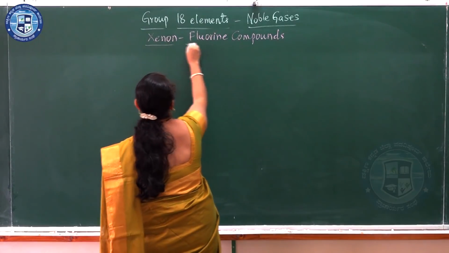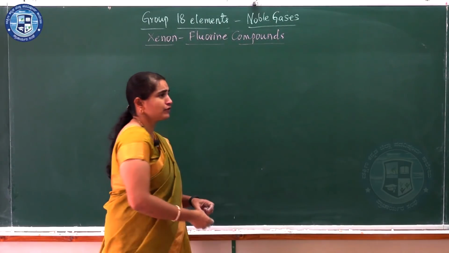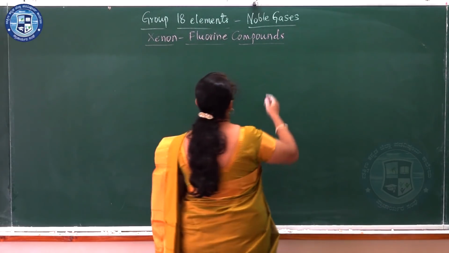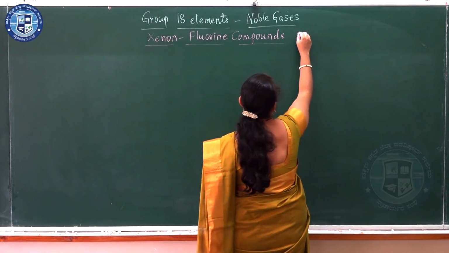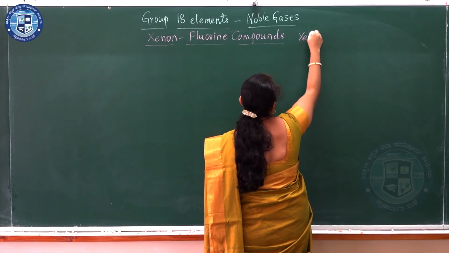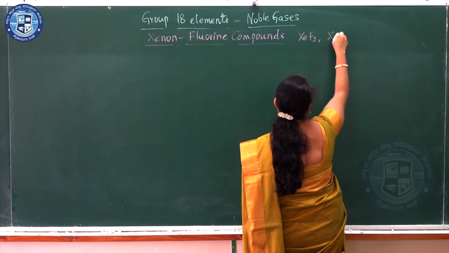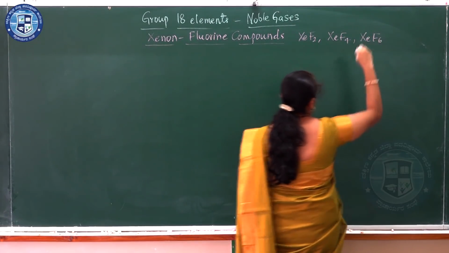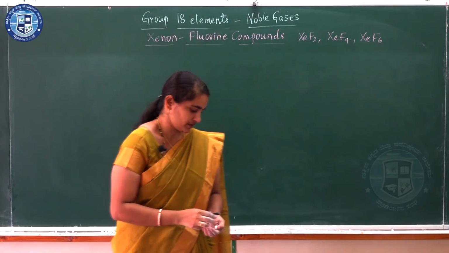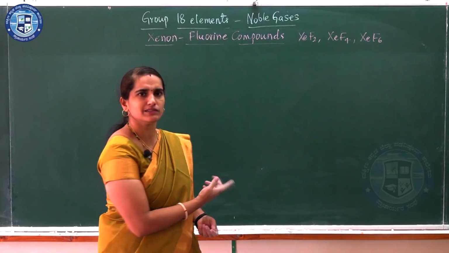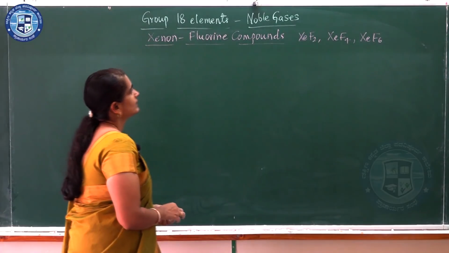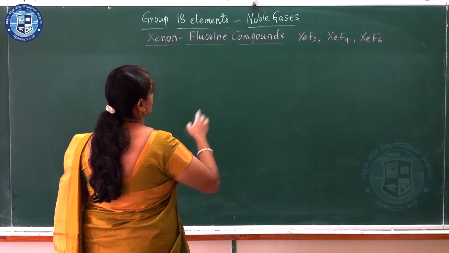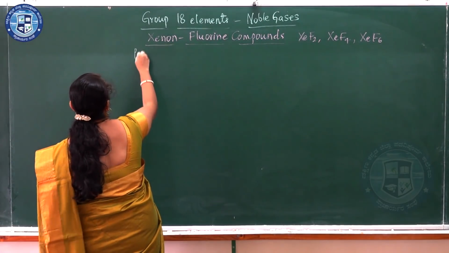So, three types of compounds have been isolated for xenon: difluoride, tetrafluoride and hexafluoride, that is, in general, xenon fluorides: XeF2, XeF4 and XeF6. So, these are the compounds of xenon with fluorine. Now, we shall look into the preparation of those.